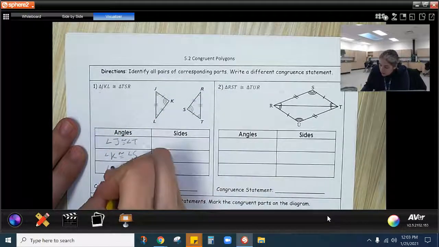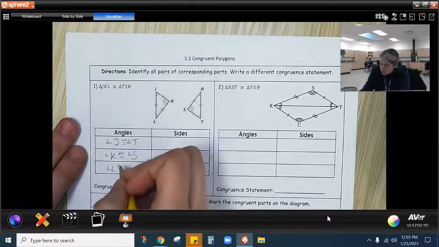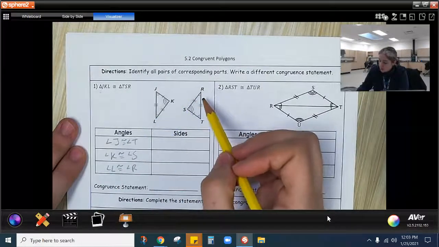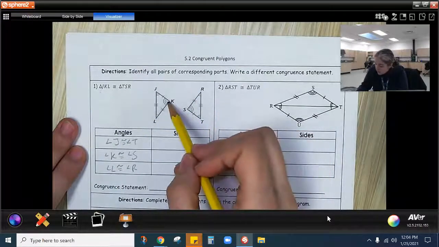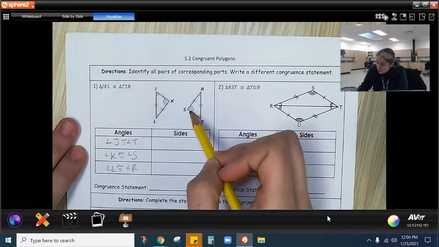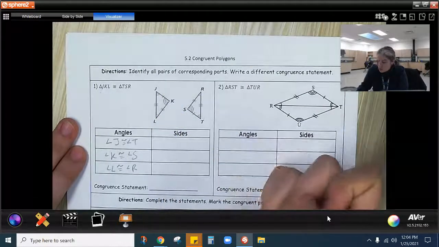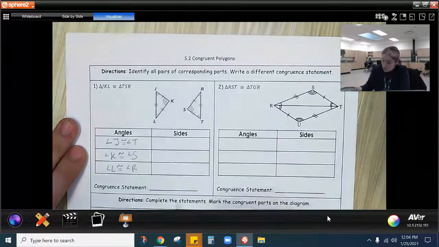And then angle L, which is congruent to angle R. And looking at our diagrams here, we can see that as well. Right? K has 3 wooshies, S has 3 wooshies, L has 1 wooshie, R has 1 wooshie, J has 2 wooshies, T has 2 wooshies. So that also makes sense.